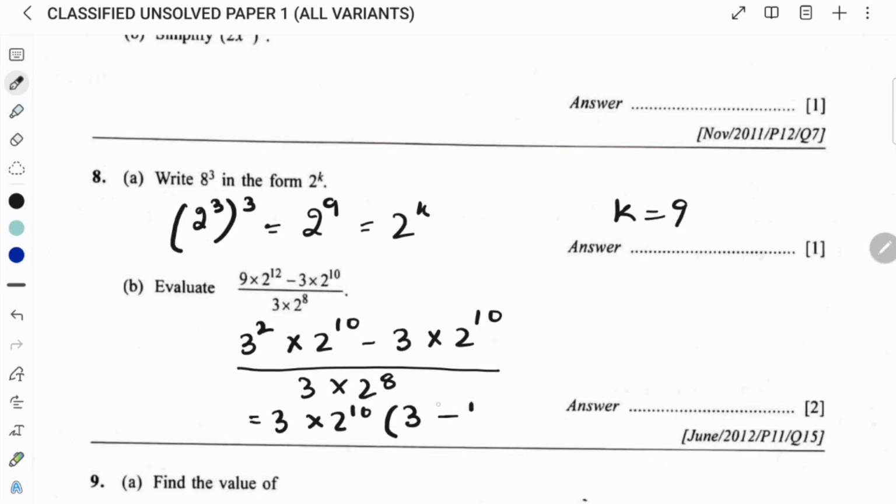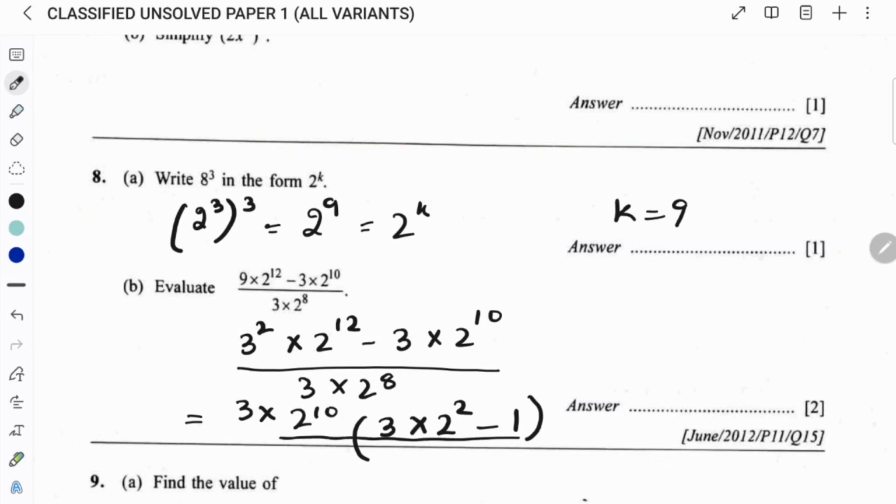Let me solve this again. Sorry, here 2 to the power 12 was there. So 3 into 2 to the power 10 is common here. Okay, so 3 square is there, so 3 will be left and 2 square will be left, because 2 to the power 10 is outside. Everything came out as common, it means minus 1 divided by 3 into 2 to the power 8.